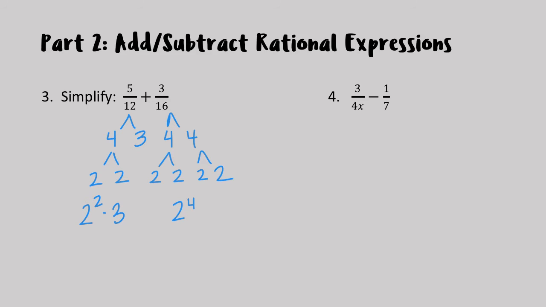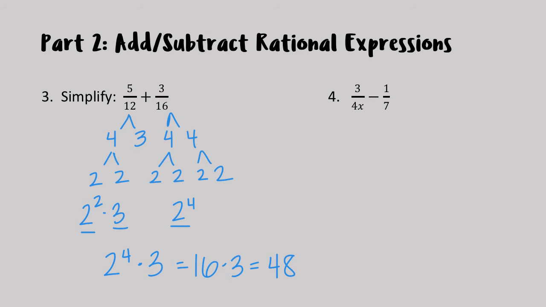And then I want each of the prime factors that I have listed. So I have a 2, and if you have different powers, you want the one with the highest power. So 2 to the 4th. And then I have a 3, so I want to include the 3. 2 to the 4th is 16, and 16 times 3 is 48. So the common denominator is 48.